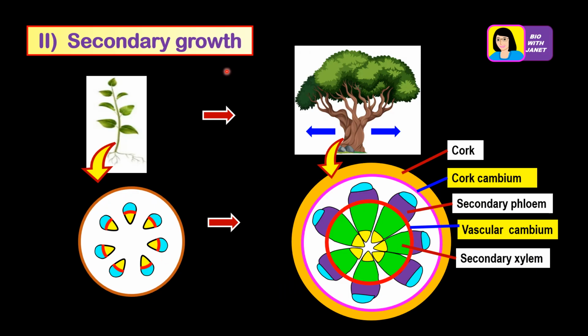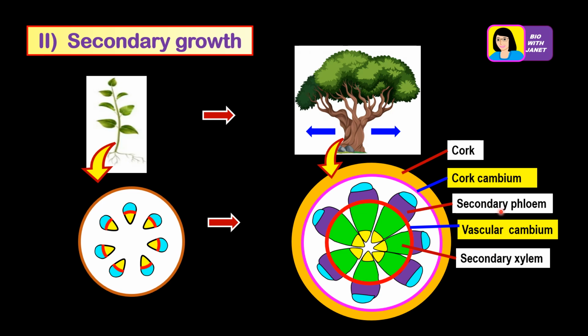So we finished discussing primary growth. Let's go on to the second type of growth, which is secondary growth, right? So this picture shows a plant that has just undergone primary growth, and this is the cross-section of its stem. Then as secondary growth occurs, the lateral meristems in the stem and root will start to divide by mitosis. So these lateral meristems are the vascular cambium and the cork cambium, right? And then they will produce the secondary tissues.